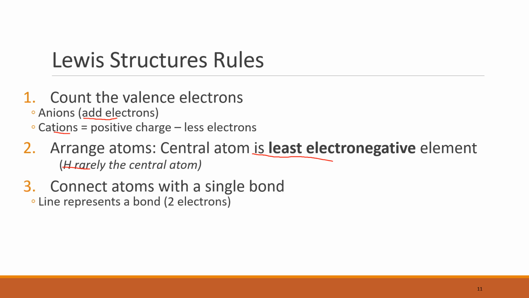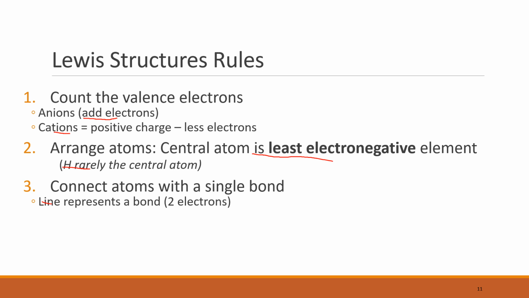Once you have the arrangement set up, so you know what the central atom is, and you have drawn or written all the symbols of the other atoms around that central atom, the next step is to connect all of those atoms with a single bond. How do we do that? We do that by drawing a line between them. So the line represents the bond. Now, we only do this step for covalent compounds, so we're not going to do it for ionic Lewis structures. So it's just for covalent Lewis structures, and that's mainly what we're focusing on when we draw these.